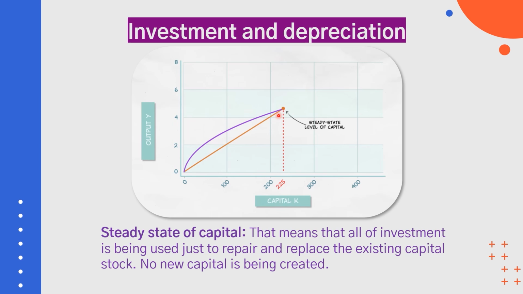If investment exceeds depreciation, capital stock grows, as already told. If investment is less than depreciation, capital stock shrinks. The economy reaches a point where net investment is zero. This is the steady state. In other words, all of the investment is just being used to repair and replace the existing capital stock.